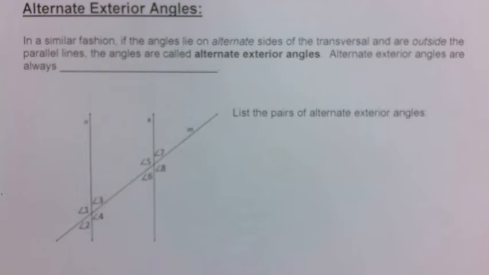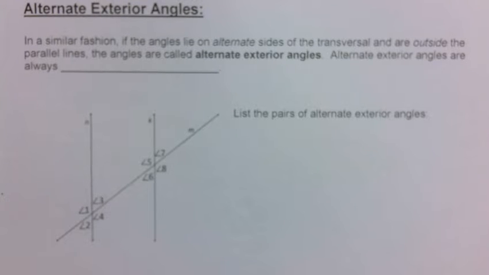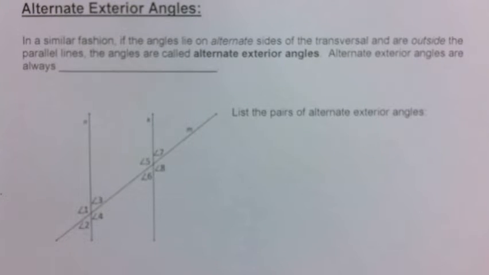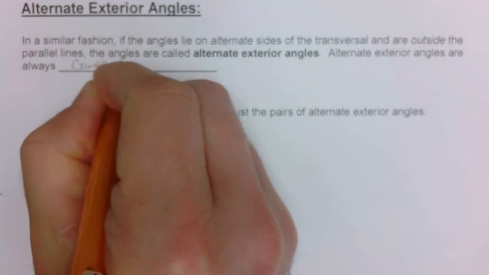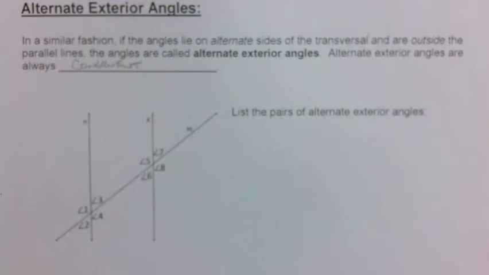The next type of angle formed by a transversal intersecting two parallel lines are called alternate exterior angles. In a similar fashion to alternate interior angles, if the angles lie on alternate sides of the transversal and are outside of the parallel lines, then the angles are called alternate exterior angles. Alternate exterior angles are always congruent. So it's very similar to alternate interior angles. This time we're just looking for angles on the outside of the parallel lines.